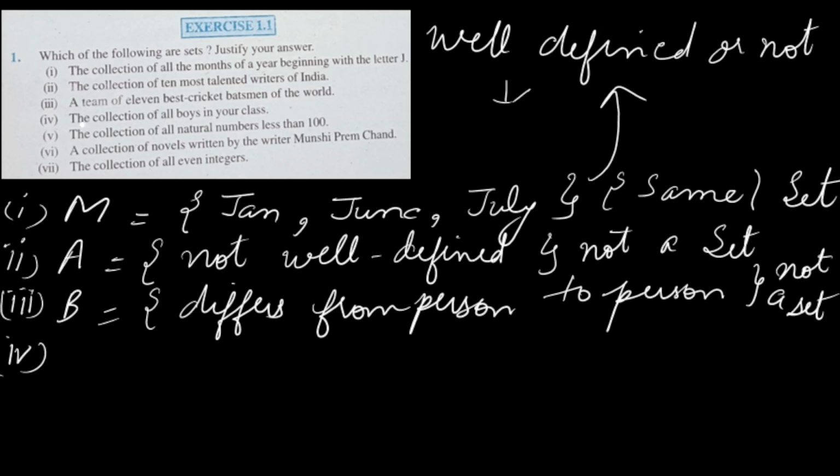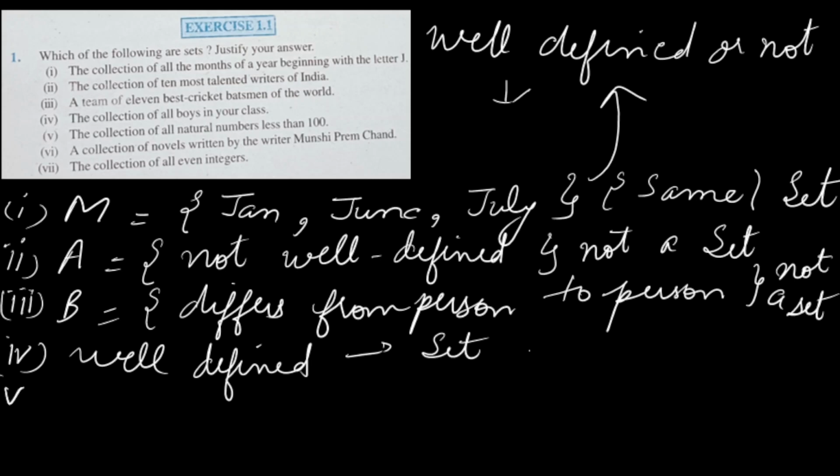Then fourth one, the collection of all boys of your class. See, when you're talking about collection of all boys of your class, it doesn't matter from whom you're asking. I have just told you a way to check. From whoever you ask this question, this collection will always remain same. That means this is a well defined collection. So well defined means it is a set. So you just have to see the elements should always remain same. The collection of all boys in your class, elements will always remain same.